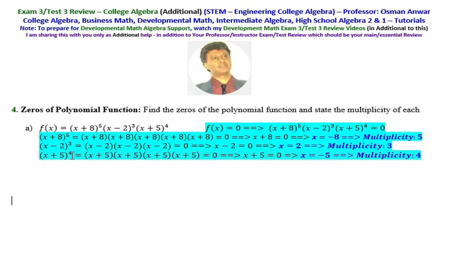x plus 5 to the 4 equals x plus 5 times x plus 5 times x plus 5 times x plus 5 equals 0. That means x plus 5 equals 0. That means x equals minus 5. The multiplicity is 4.